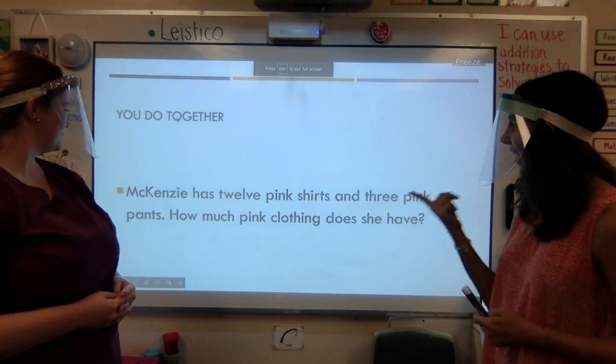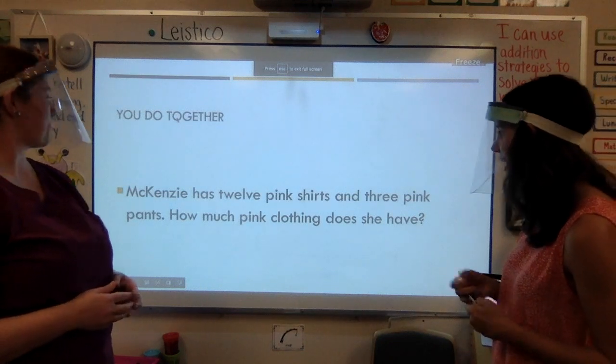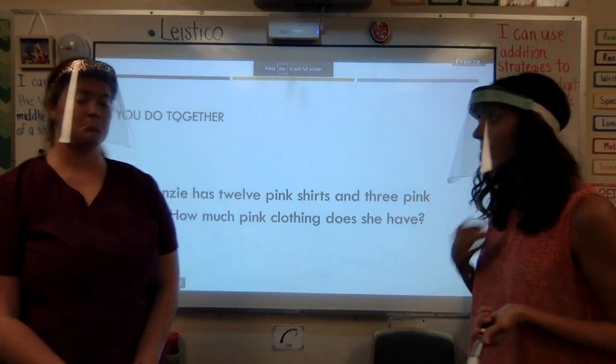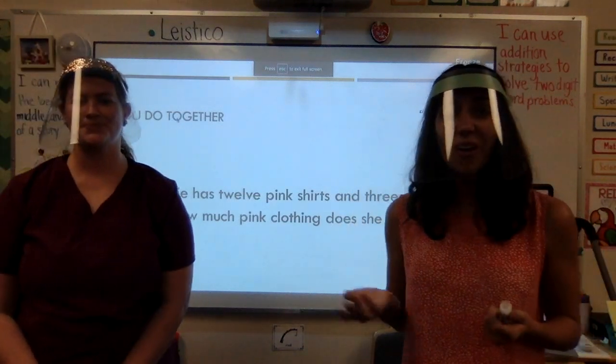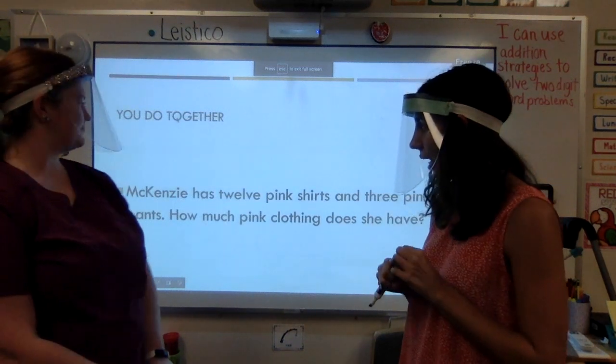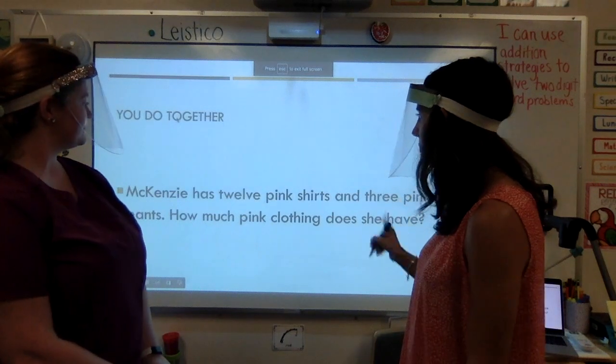All right, let's look at the next word problem. It says Mackenzie has 12 pink shirts and 3 pink pants. How much pink clothing does she have? Well, one of my favorite strategies is drawing a picture to help me solve the problem. So I'm going to go back and create my number sentence, and then I'm going to draw a picture to help me solve this problem.